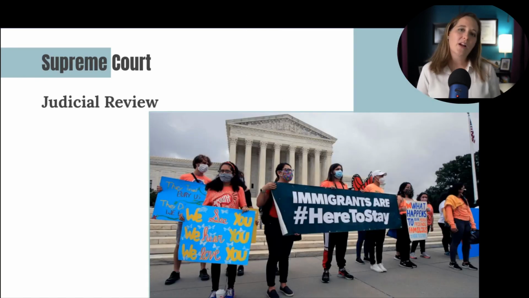The check on the presidency that the judicial branch has is that of judicial review. Judicial review is the idea that the Supreme Court can determine whether or not something is constitutional. That includes both laws that Congress writes and actions of the president, like executive orders. And so the Supreme Court can determine whether or not an executive order written by the president is constitutional.